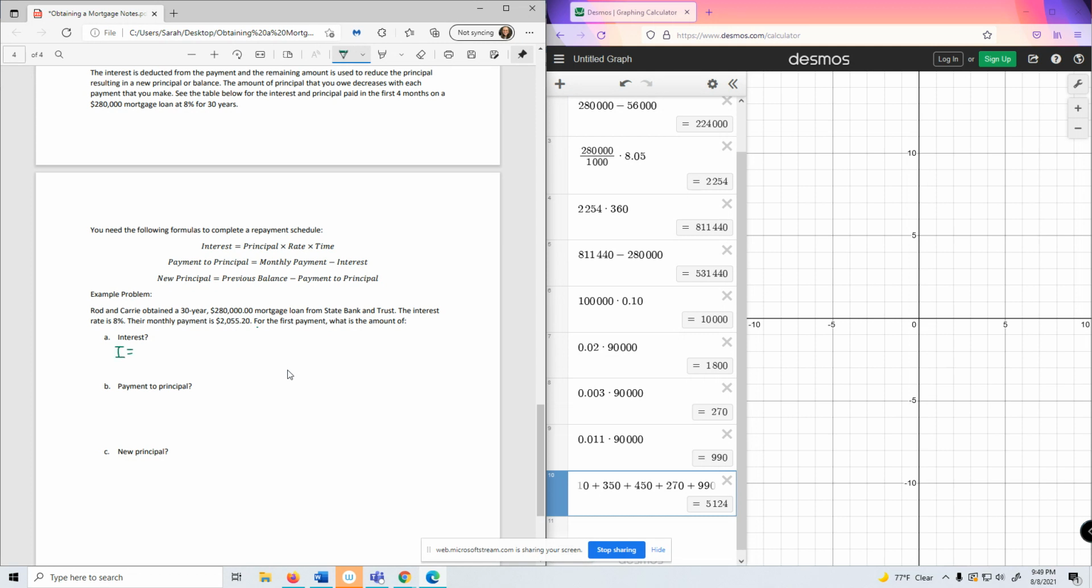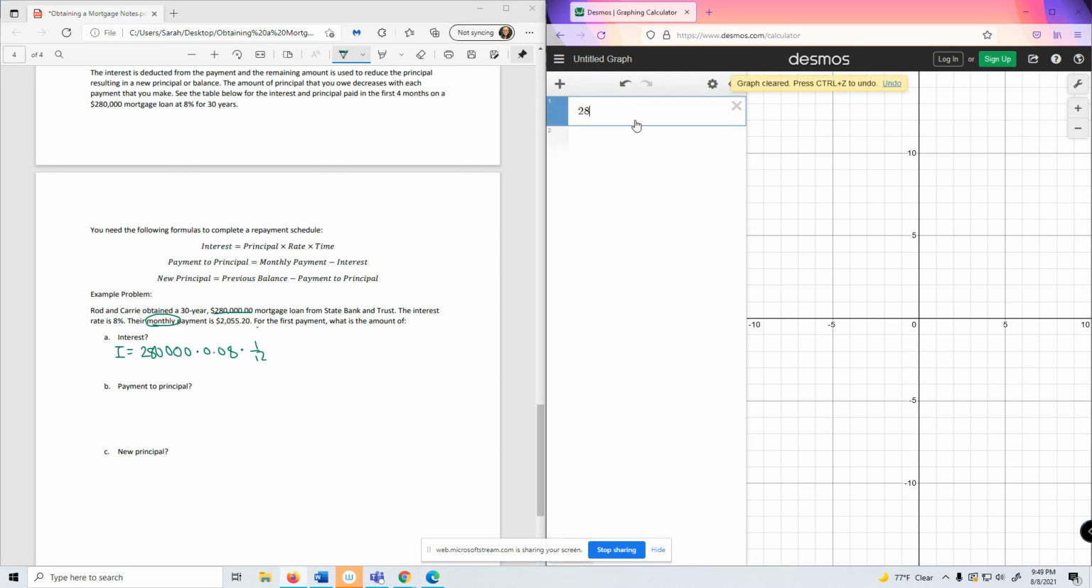Interest, we should be very familiar with this formula now, is the principal, which is the cost of the mortgage loan, $280,000, times the rate, 8% is the same as 0.08, times the time. Since it is a monthly payment, there are 12 months in a year, so 1 month is 1/12 of a year. Let's do that in Desmos. 280,000 times 0.08 for 8% times 1 divided by 12. We're going to round this because we are dealing with money. We get 1,866, and 0.666 rounds to 0.67, 67 cents there.